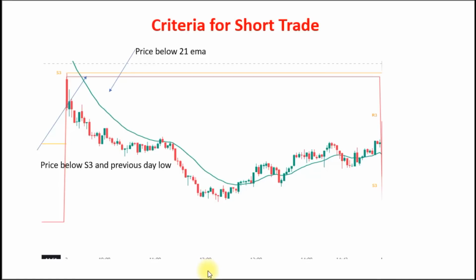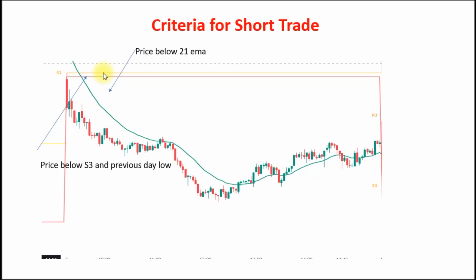These are the examples for the short trade. When you see here, price is below the 21 days moving average. This green moving average is the 21 days moving average. Also, price is below the previous day low. The red horizontal line is the previous day low and the yellow line is the S3.